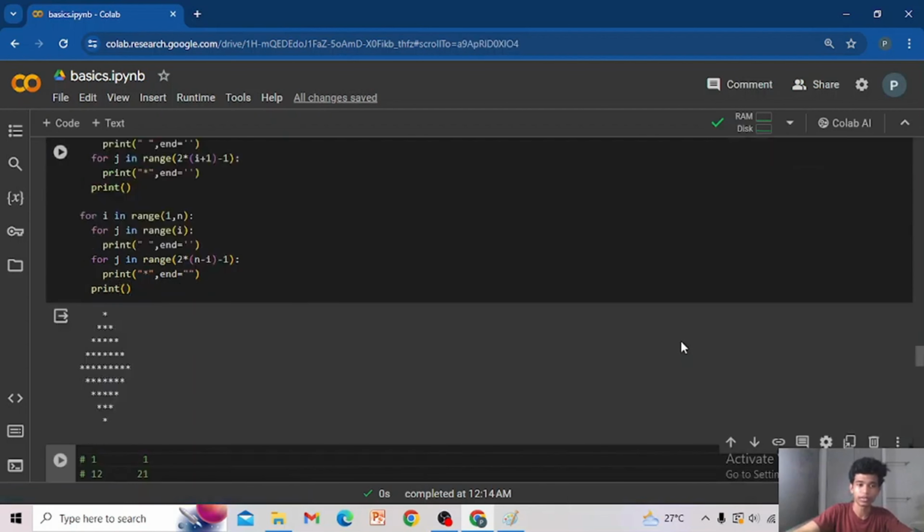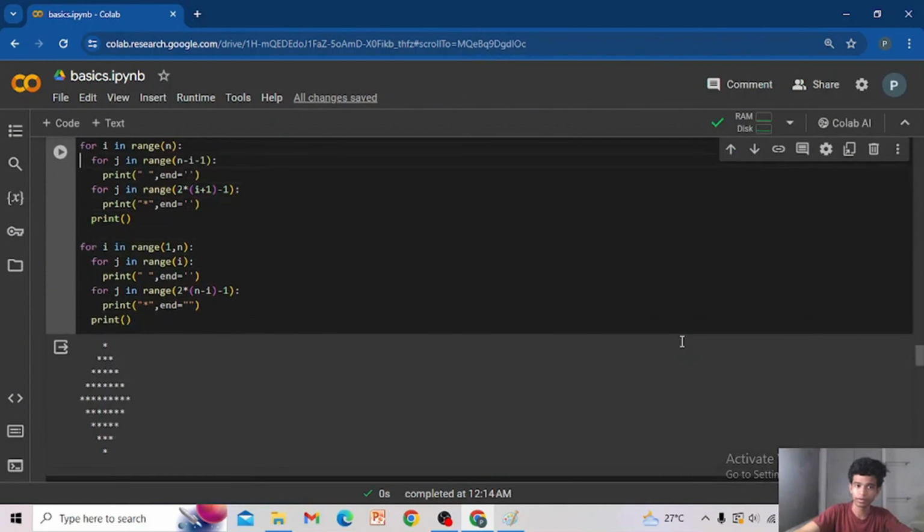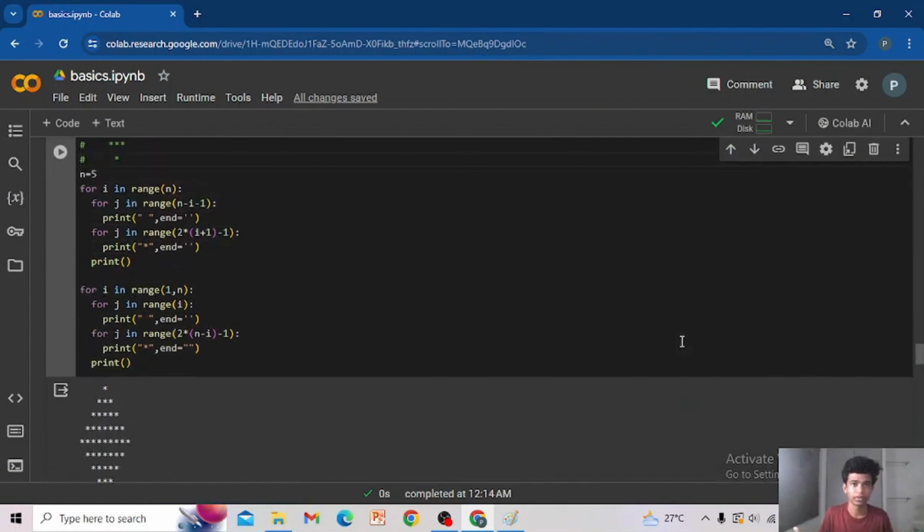If you don't understand this, just go and rerun this code. Just use some examples like 6, 7 so that you can understand this. Let me run this. Yes, it executed successfully. So this is all about the pyramid and diamond pattern. Thank you.